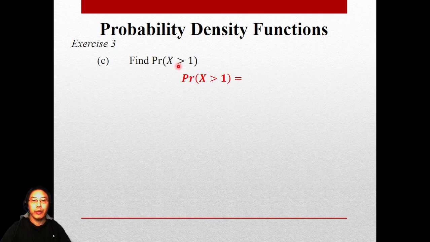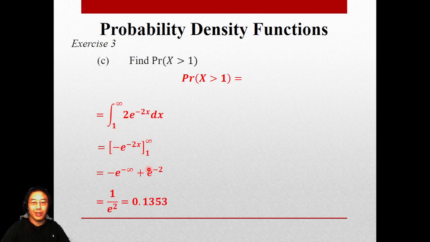Next, find the probability that x is greater than 1. So we set our integral from 1 to infinity. Again, you're going to have to use limit notation. Here they use infinity, it's kind of a shortcut. We shouldn't use it, using limit is just safer. And here we go. This one again converged towards 0. So what's left is 1 over e squared, and that's the exact form.